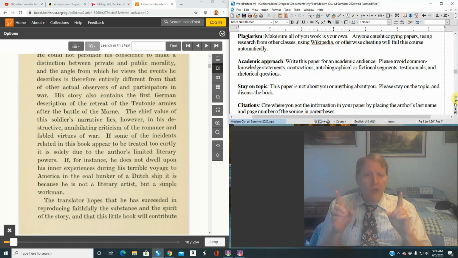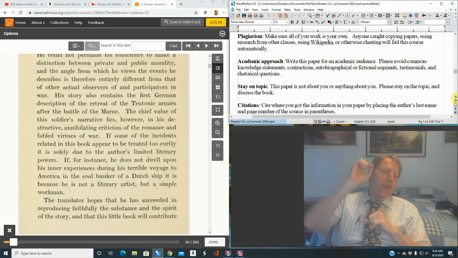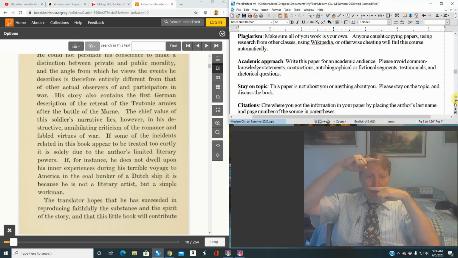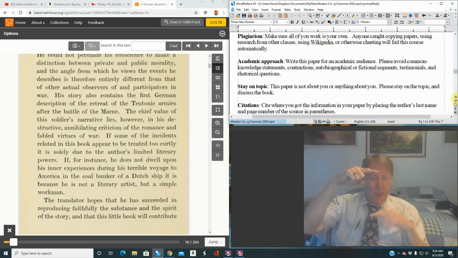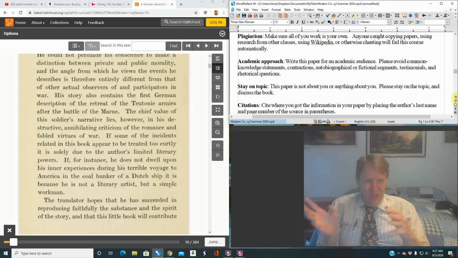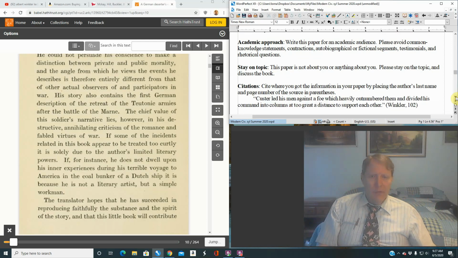Citations. Cite where you got the information for your paper by placing the author's last name and page number of the source in parentheses. I don't ask people to use footnotes. They're not forbidden in a formal paper, except in this case. Sometimes you will see this much text, and you're citing the information, and you have this much text and this much footnotes. It just eats up space. According to the Chicago Manual of Style, which historians follow almost always, you can use parentheticals, or have your citation in parentheses. I'll give you an example.